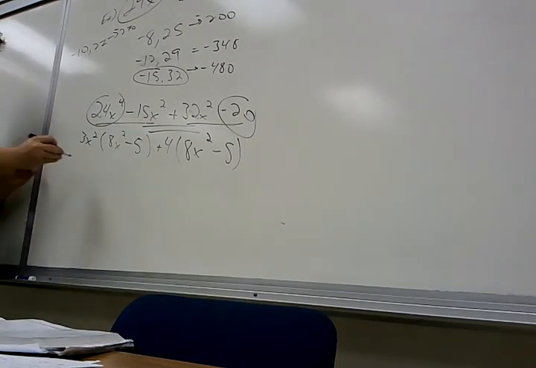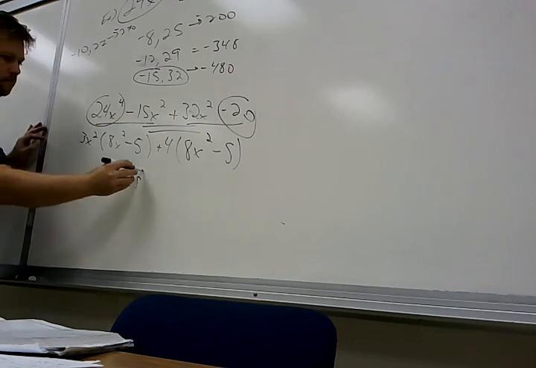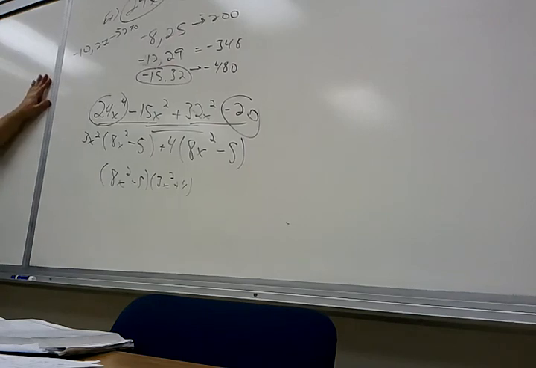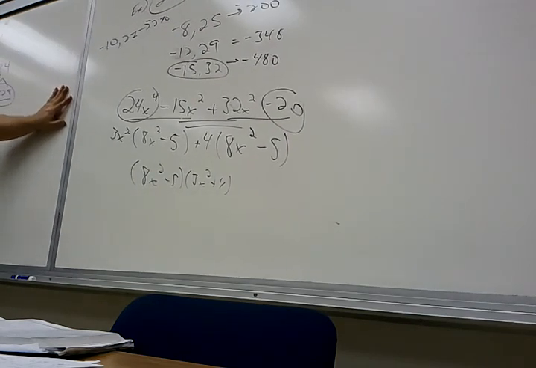What's the last step? 8x squared minus 5 times 3x squared.